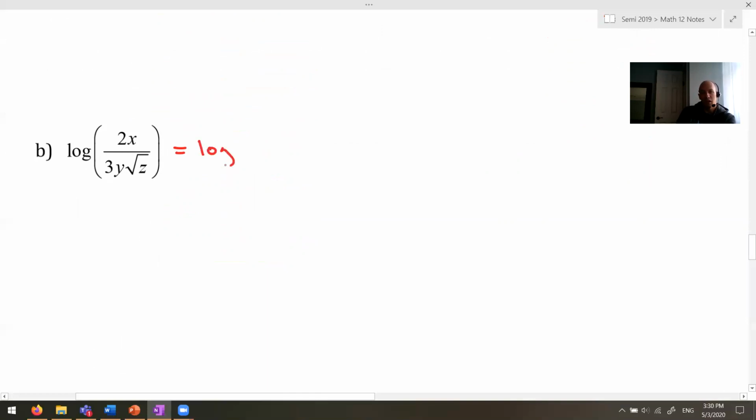So we've got log of, now we've got 2x on top, we've got 3y and root z on the bottom. So the way that we're going to deal with this is stuff on top is going to be a positive log term, so log 2x. We're going to subtract log. Now I could split it up into like 3 and then log y and then log root z, or I could just say something like log of 3y here, and I could split it up as log root z over here.